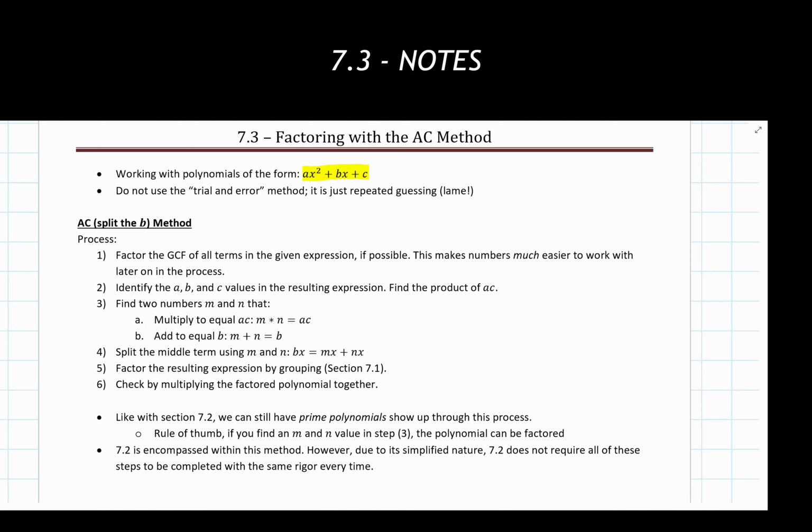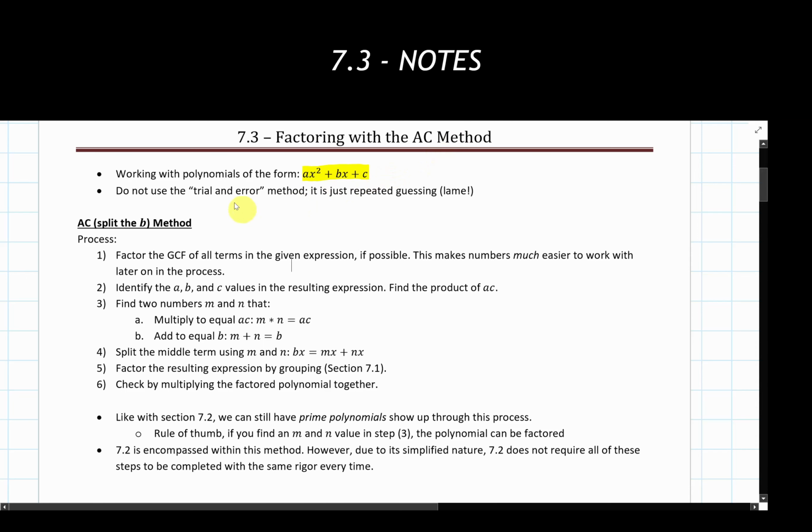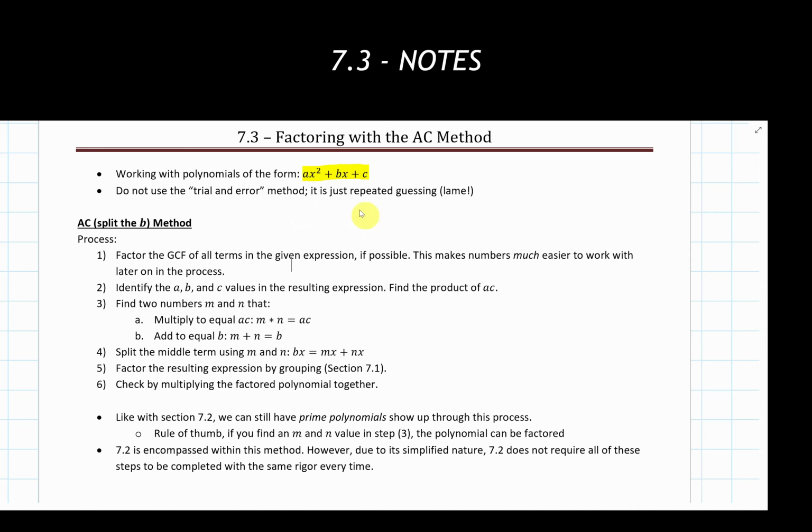Now the nice part about the AC method is it's a big upgrade from what's referred to as the trial and error method, which is basically just the equivalent of saying, hey, guess at some numbers, which we're not going to do. We're going to be procedural with it and actually have a process that we follow.